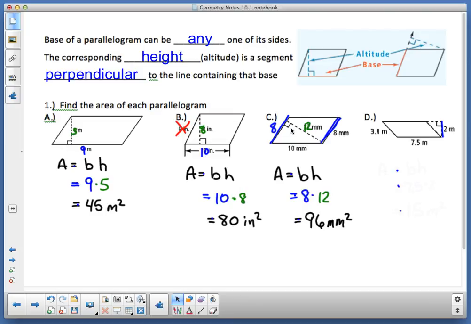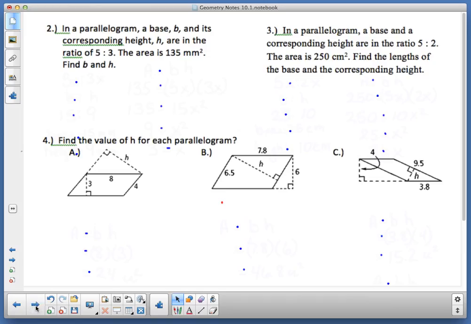Okay, hopefully you got them decided. And we go for our base times height. We got 7.5 as our base and 2 as our height, and we got an area of 15 meters squared. Okay, so we've got our area of each parallelogram, and now we're going to move on to our next section, which is talking about just word problems with these parallelograms.